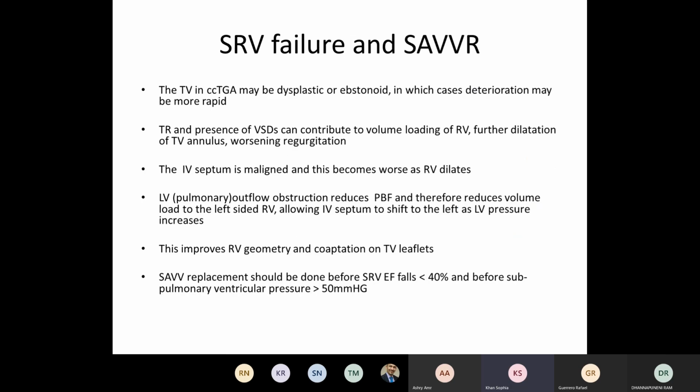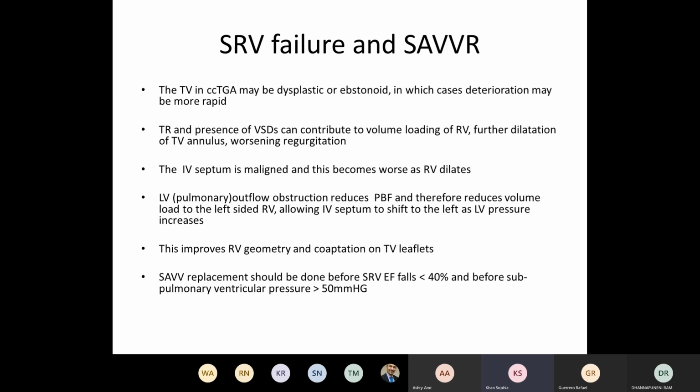If that valve is already abnormal or to some degree dysplastic or epistenoid, once this process starts, I think it's a rapid decline for these patients. And if there's a VSD or this regurgitation, that volume loading of the right ventricle just gets worse because there's more pulmonary blood flow, and then it worsens, and then, as I say, that cycle just continues. On top of that, as I mentioned at the beginning, the septum's often malaligned, and that malalignment then worsens further. That's got implications for conduction abnormalities.